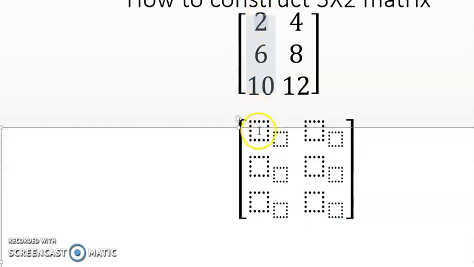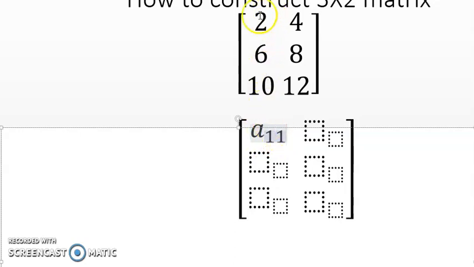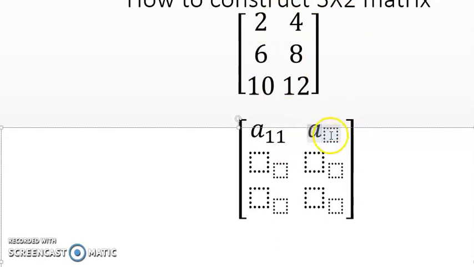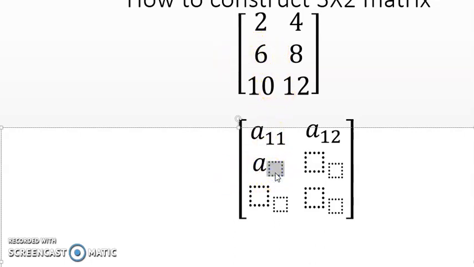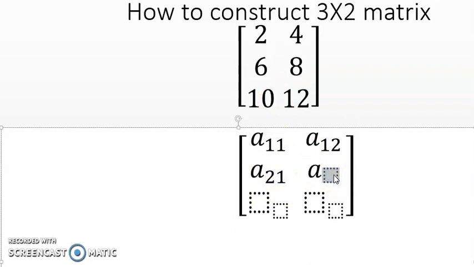Okay, this 2 means A11. So this lies in the first row and first column. And this 4 means A12. This lies in the first row and second column. This 6 says A21 because it lies in the second row and first column. Here A22, it lies in the second row and second column.